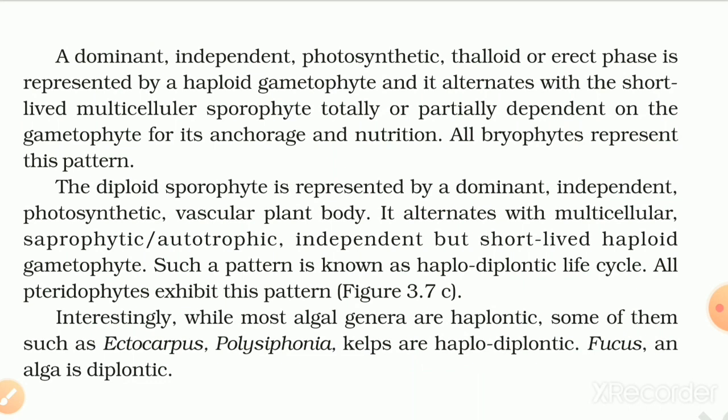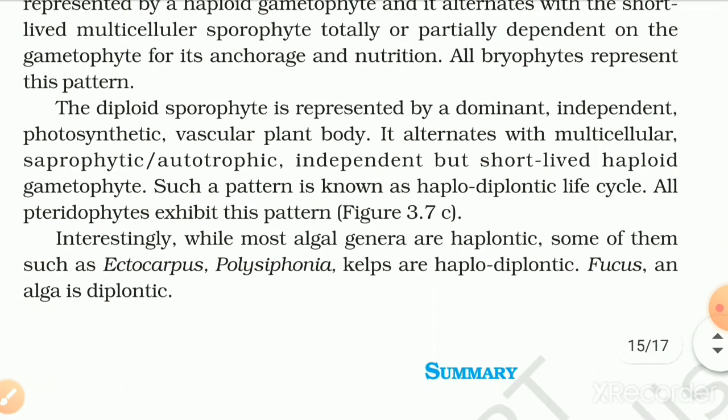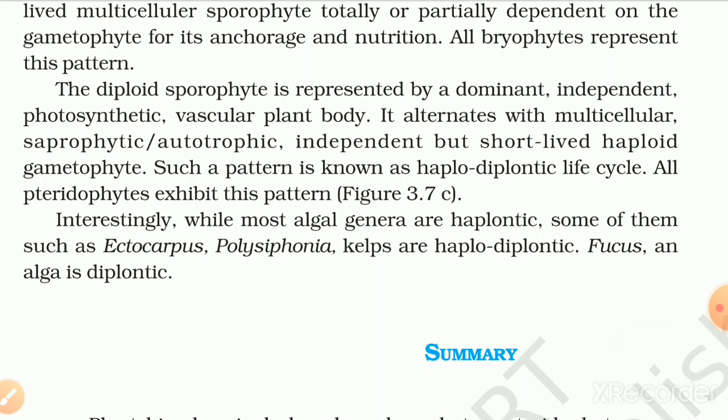The diploid sporophyte is represented by the dominant independent photosynthetic vascular plant body. It alternates with the multicellular saprophytic or autotrophic, independent but short-lived haploid gametophyte. Such a pattern is known as the haplodiplontic life cycle. All pteridophytes exhibit this pattern. Figure 3.7c. Interestingly, while most algal genera are haplontic, some of them, such as Ectocarpus, Polysiphonia, and kelps, are haplodiplontic. Fucus, an alga, is diplontic.